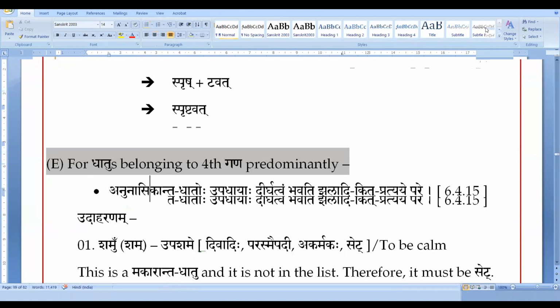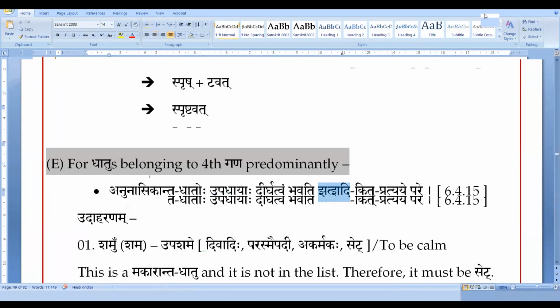6.4.15 is a sutra. Sutra: Anunasikasya Kvijaloho. I think that is a sutra. Anyway, forgetting the sutra, now its meaning I've written here: Anunasikanta Dhato. Upadayaga Dirgatam Bhavati.